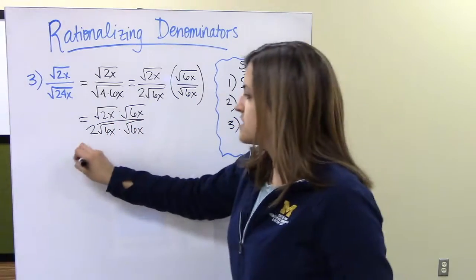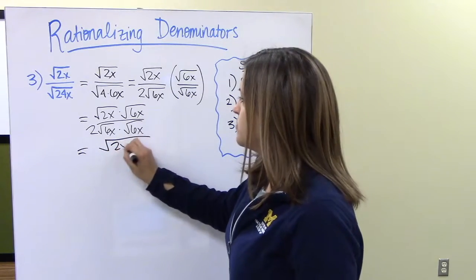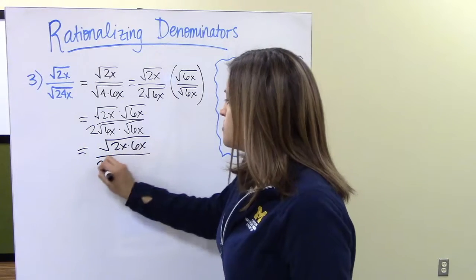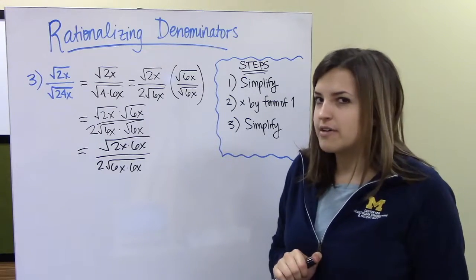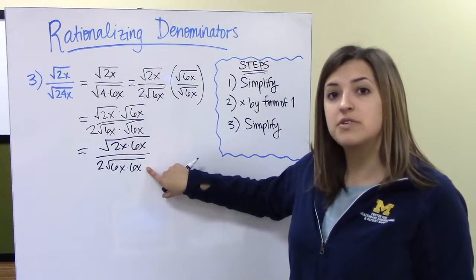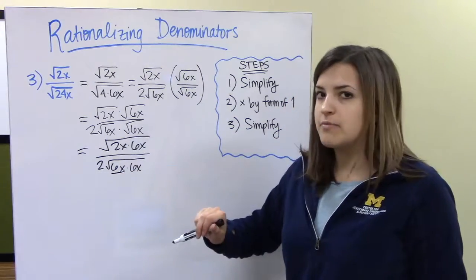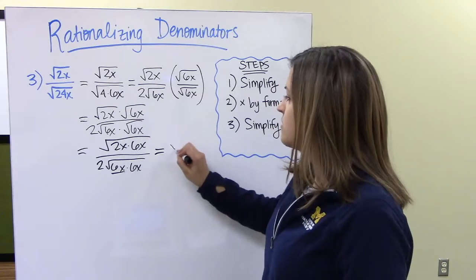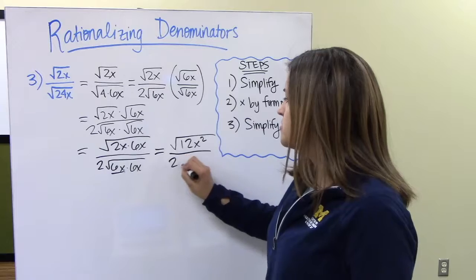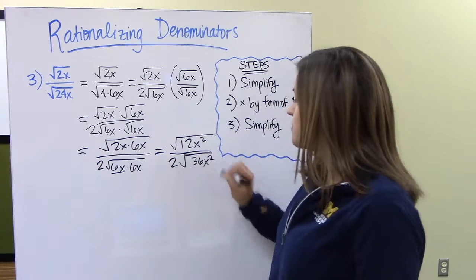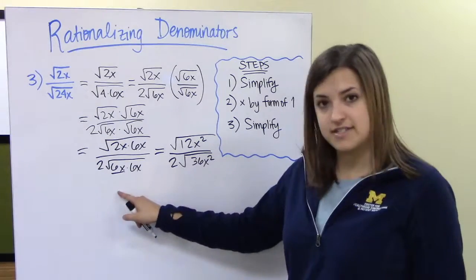Okay, let's rewrite this again, all with our product property, putting these together. So I'll get the square root of 2x times 6x over 2 square root 6x times 6x. By now you might be able to see a pattern. This part in the bottom here is always going to be factored out into just one of these. And what I mean by that is, if I rewrite this again, all multiplied out, the top is going to be 12x squared, and the bottom is going to be 2 square root of 36x squared. So if I do the square root of 36x squared, I'm going to get 6x.